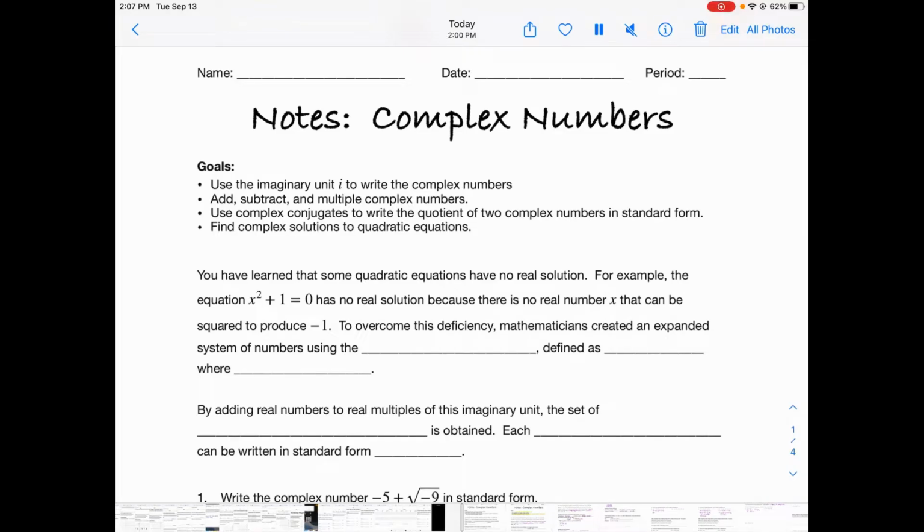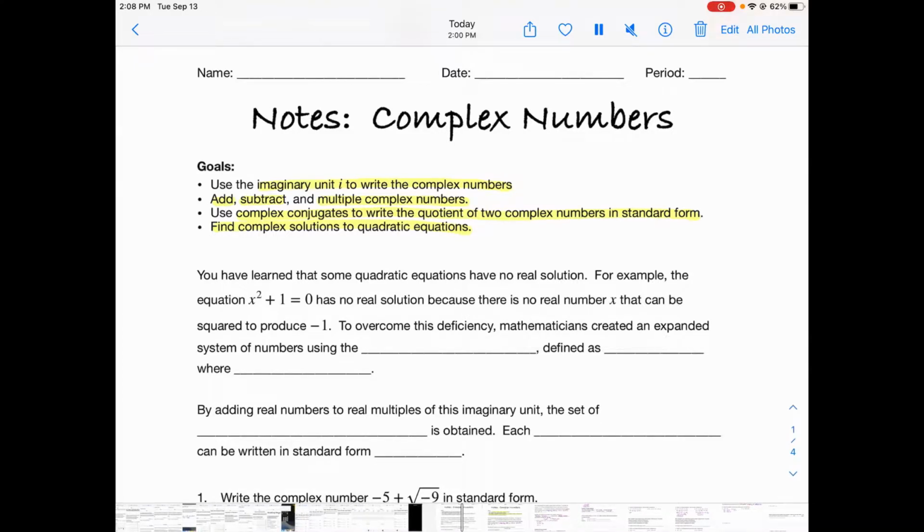Okay, today we're going to learn about complex numbers, and how to write the imaginary unit i as a complex number, and how to add, subtract, and multiply complex numbers together. Then we're going to learn something called complex conjugates, which I'm going to use to divide complex numbers. And then we're going to move this over to quadratic equations.